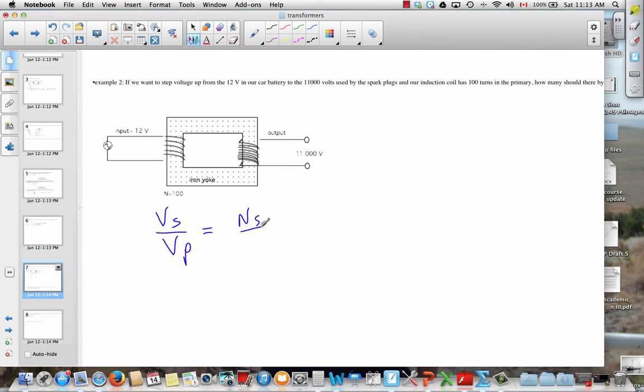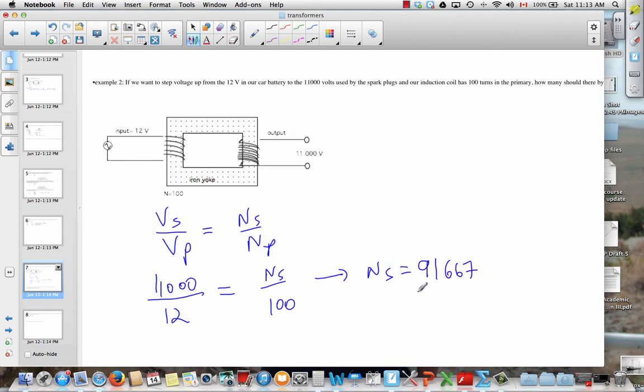So we write out the transformer equation. We say, okay, the secondary output voltage, we want that to be 11,000. The primary input voltage from your battery is 12. So the number of loops is the unknown. The primary loops is 100. So solving this, we get 91,667 loops. So that's how many turns of wire you would need to use.